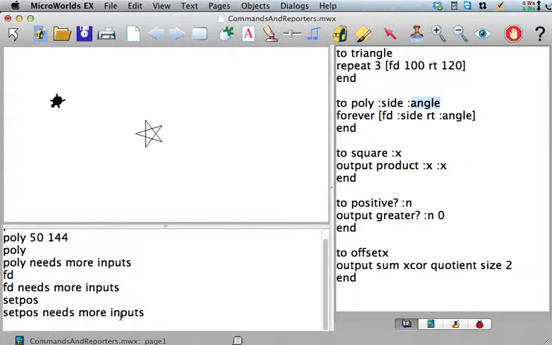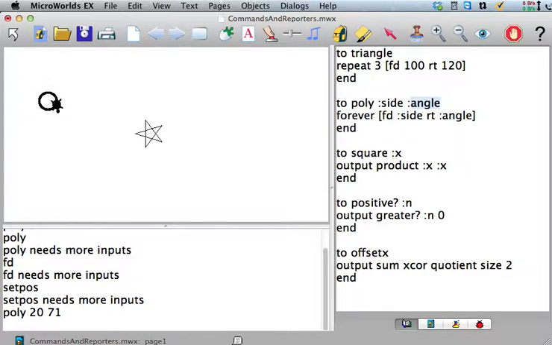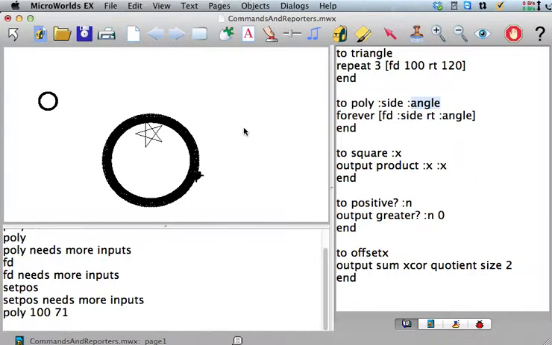So let's try a different one here. If I said poly 20 and 71. Let's pick something weird. What does that do? Whoa. What's going on there? It's kind of hard to see. So maybe if I made the sides bigger. Let's make the sides 171. What does that do? Ooh, even then it fills it right in, doesn't it? So you can try playing around with different numbers and see what they do.